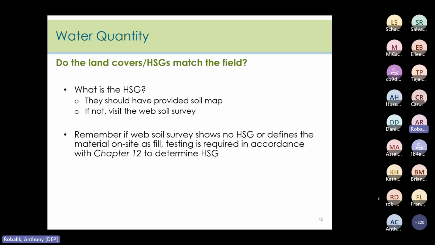If they don't want to do the testing, though, there is another option, and it's that they can use a conservative estimate. So if you're in the coastal plain, you could use HSG A for existing and HSG D for proposed. And if you're outside the coastal plain, you could use HSG B for existing and D for proposed. And this is noted in our BMP manual. And that's very conservative, but you can accept that. But usually on-site testing is done.